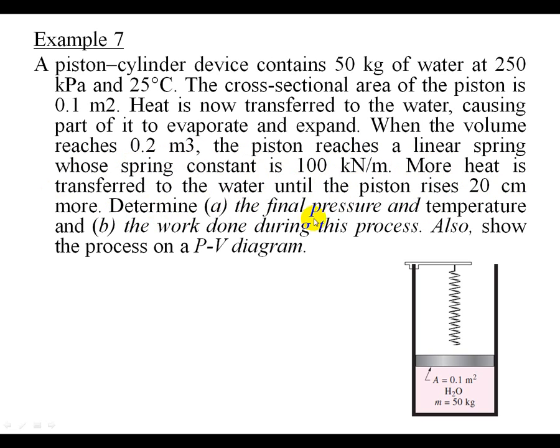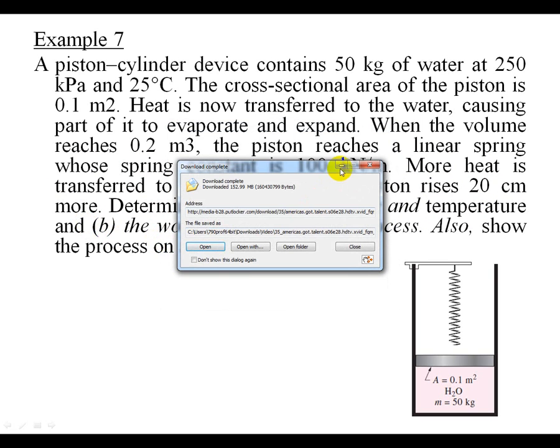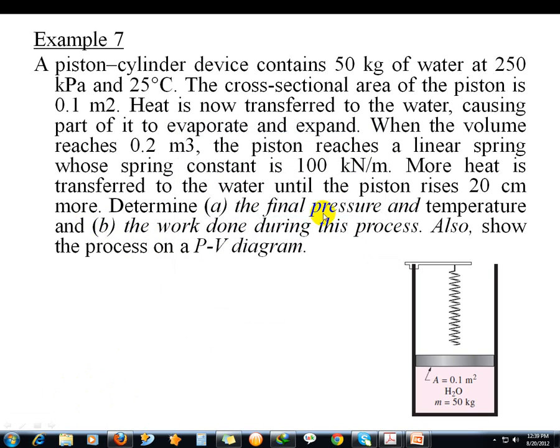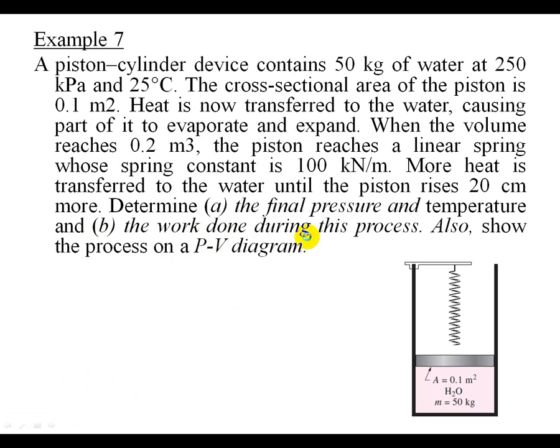Determine A, the final pressure and temperature, B, the work done during this process. Also show the process on a PV diagram.